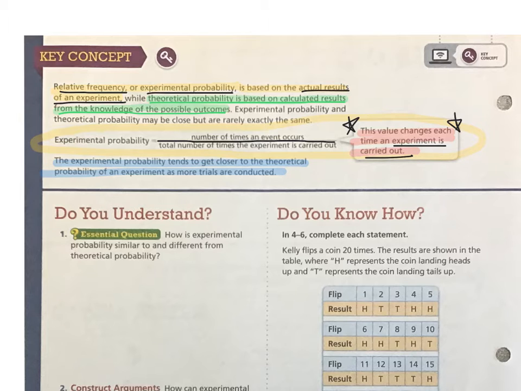Remember, experimental probability tends to get closer to the theoretical probability of an experiment the more times you conduct those trials. So flipping a coin 10 times may not get you 5 heads and 5 tails, but flipping a coin 1,000 times will probably get you very close to 500 heads and 500 tails.